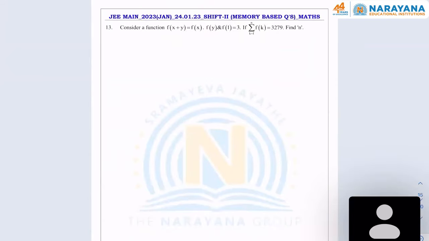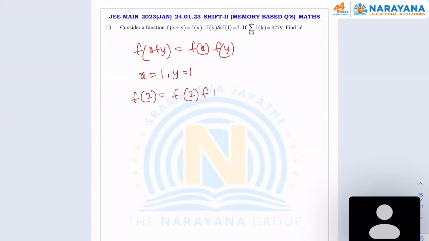Next one, consider f of x plus y is equal to f of x into f of y. f of 1 is equal to 3. Sigma k is equal to 1 to n f of k. So here I will put f of x. First functional equation is f of x plus y is equal to f of x into f of y. Now I will put x is equal to 1, y is equal to 1. So f of 2 is equal to f of 1 into f of 1, which is equal to 3 square.